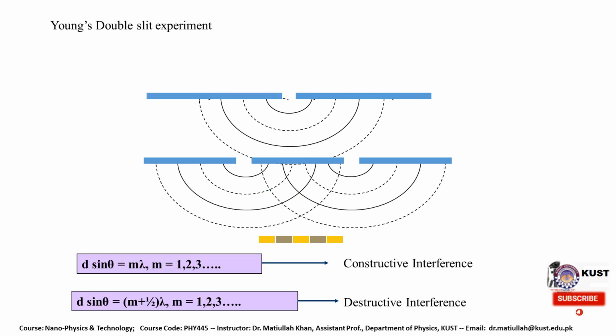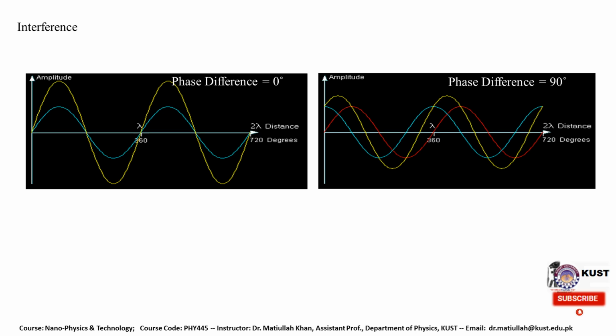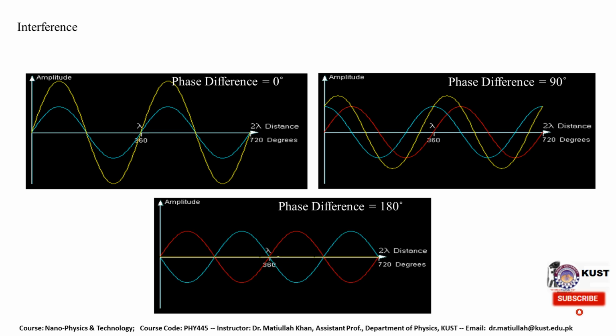We have the Young double slit experiment, which is a famous experiment for this, where diffraction occurs, and we have constructive interference and destructive interference as well. That depends upon the path difference between the waves. So the interference might be constructive or destructive, depending upon the phase difference of the waves that are created. Here we can see the phase difference of 0 degrees between the waves, the phase difference of 90 degrees, and the phase difference of 180 degrees.